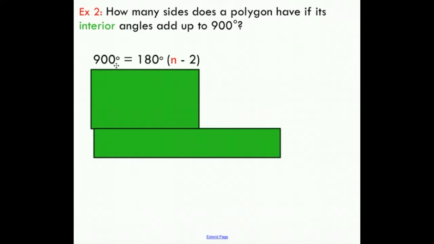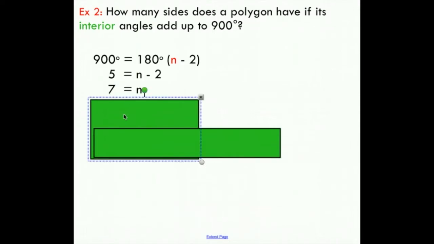So I have 900, that's going to be my sum. My goal here is to solve for n. Right now I'm multiplying 180 degrees times this set of brackets. So if I wanted to get rid of this 180 degrees, I could simply divide both sides by 180 degrees. 900 divided by 180 is 5, leaving me with n minus 2. All we have to do is bring this negative 2 over to the other side. Remember, we do that by adding, and that'll give us an n value of 7.